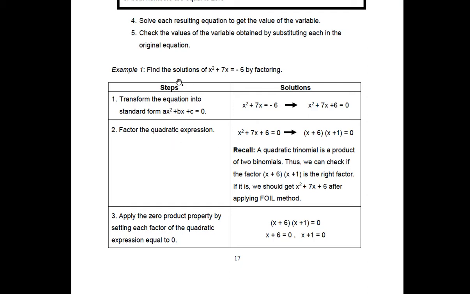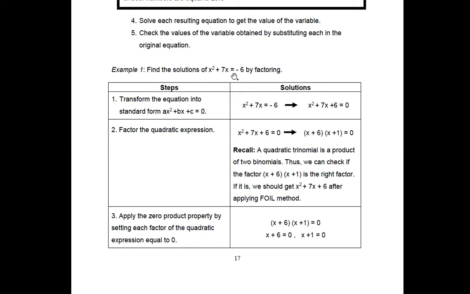Find the solution of x squared plus 7x equals negative 6 by factoring. So we're going to solve this one. We're going to find the roots using factoring. So we have step 1: transform the equation into standard form. This is our standard form: ax squared plus bx plus c equals 0. So we're going to transform this equation into standard form.